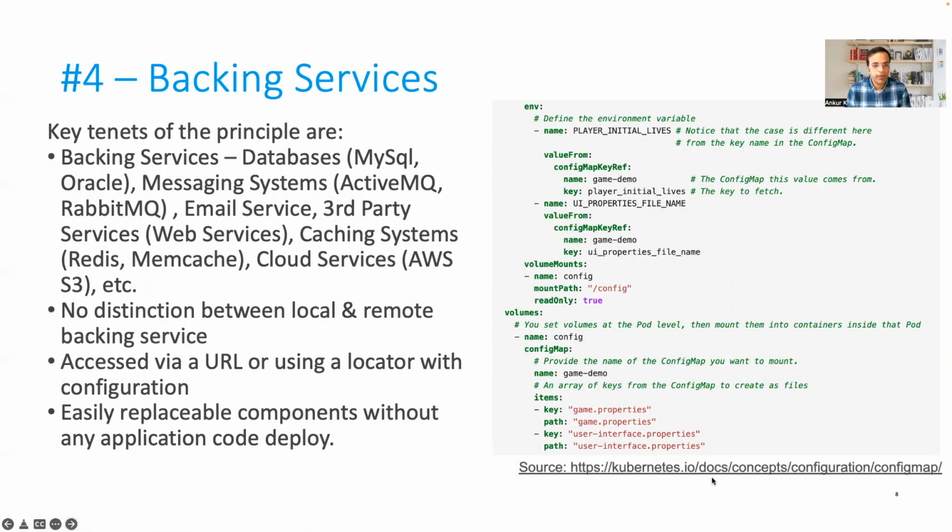The fourth one is about backing services. The key tenet of this principle is that any dependency you have, whether it's the database URL, messaging system, email service, caching service, or anything else, you keep it external. Do not keep it inside the code base. You should access it via the URL and ports so that you can easily replace it. An example is the Kubernetes config map. You can maintain it in the config map and keep it external to the code base.